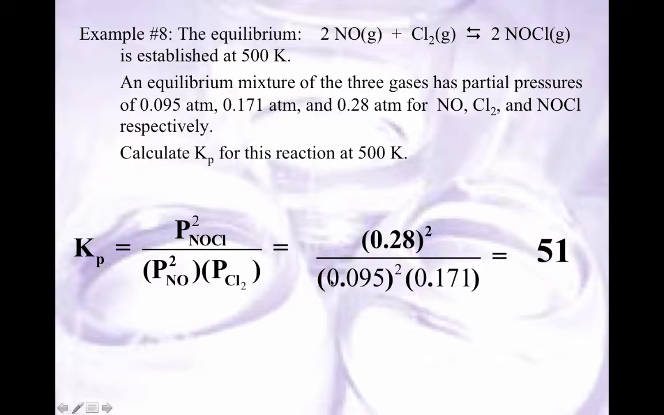Which means the number on top is greater. So since the number on top is greater, that means you have more products at equilibrium. If K is greater than 1, you have more products at equilibrium.